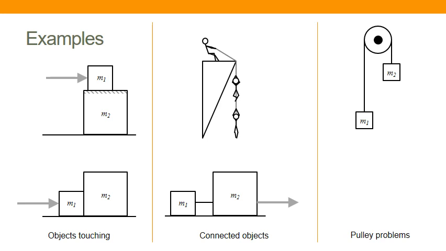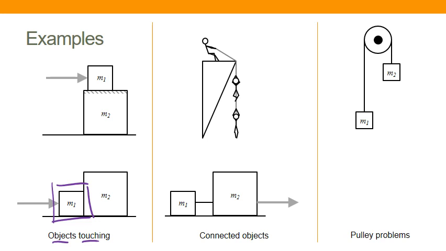There are lots of different ways in which we might have two systems connected. And I've just broken them up into sort of three general categories. There's when we just have two objects touching. This might be in the case of the stacked boxes, which is an example we've been through before, the two boxes touching each other.